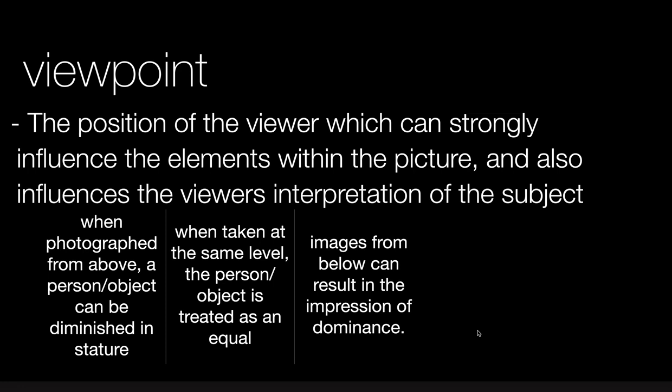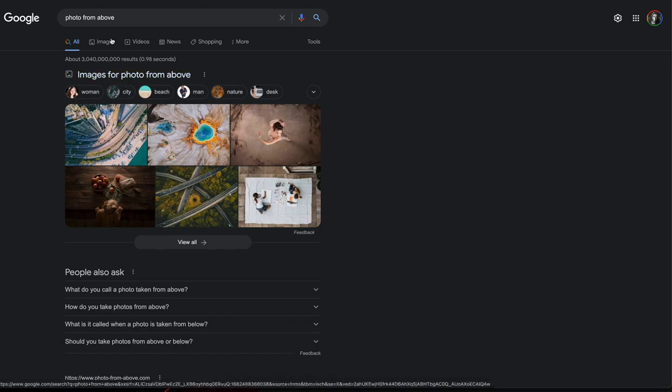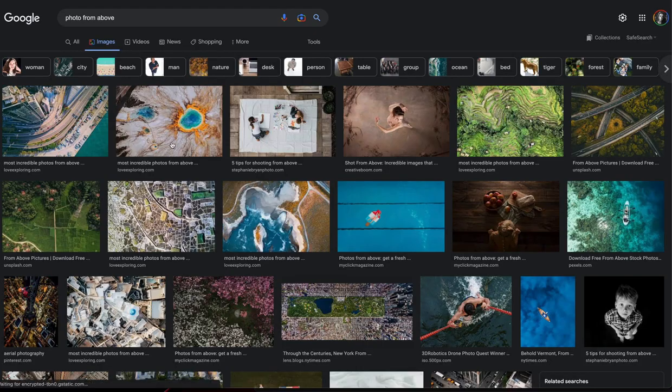And then, of course, pictures taken from below can be really dominating and have a really looming type of feeling to it. If we were taking a picture from above, which is also known as bird's eye view, that's when you're looking straight down, like drone photography, things like that. This is a really nice one of the dancer.